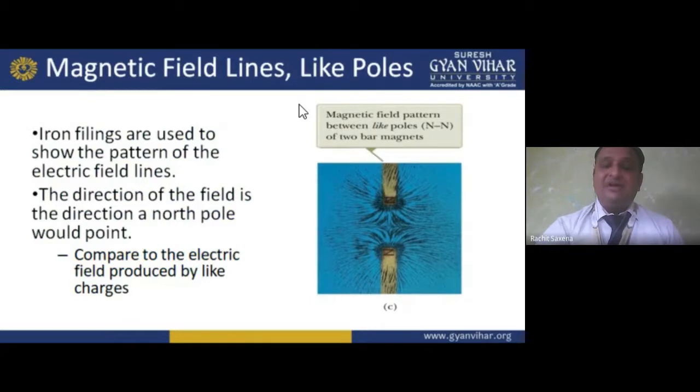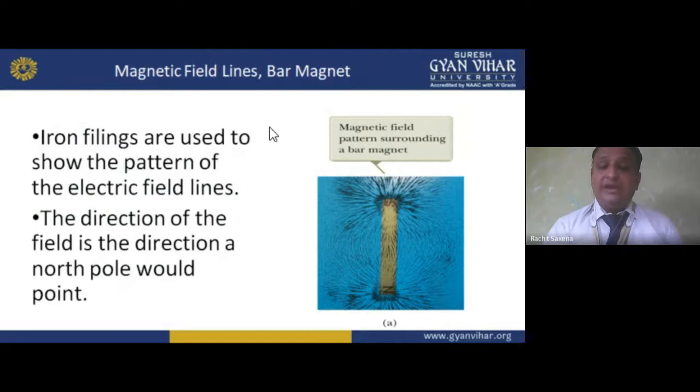Now move forward. Again, magnetic field lines, like poles. Like poles means similar poles. So here is the magnetic field pattern between like poles, north to north, of two bar magnets. We have two similar systems with the same poles, so they are basically repelling each other. Iron filings are used again to show the pattern of field lines. The direction of the field is the direction a north pole would point. In all my slides, I use the north pole to show you. So north north repelling, north south. See here, it is north south.